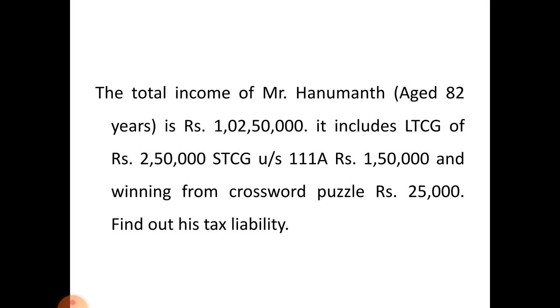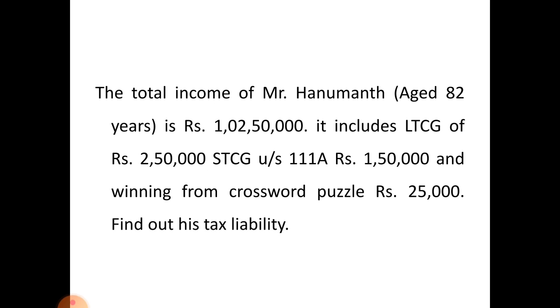In this problem, Mr. Hanumant's age is 82 years. That means he is a super senior citizen, that is above the age of 80 years. That means his income up to 5 lakh rupees is exempted from tax. Remember, in case of general category up to 2 lakh 50,000, in case of senior citizen category, that is 60 to 80 years, up to 3 lakh is exempted from tax, and super senior category up to 5 lakh income is exempted from tax.